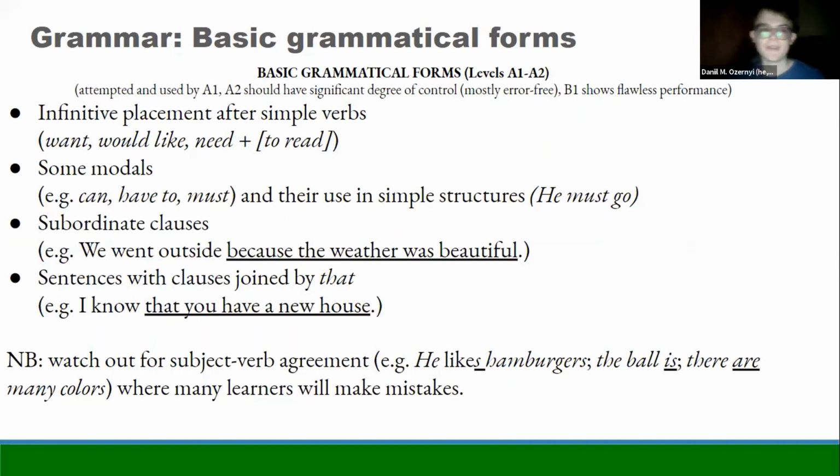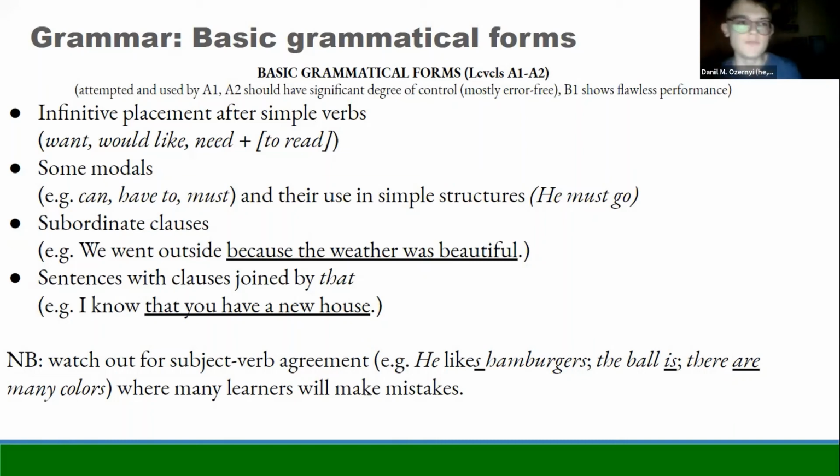Okay. Oh, we're not done. There's one more. Infinitive placement after simple verbs. Want, would like, need to read. I would like to visit Boston. I would like to go to Chicago. I want to read a book. The structure, an infinitive structure, to read, to go, to buy, after a verb, is crucial. They need to know that at this stage.